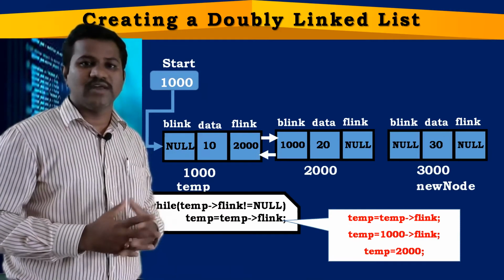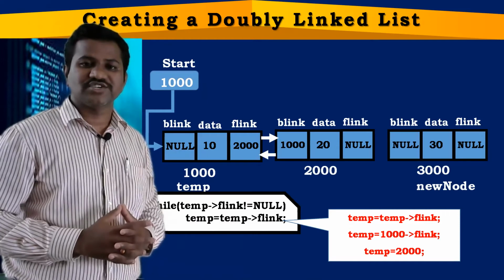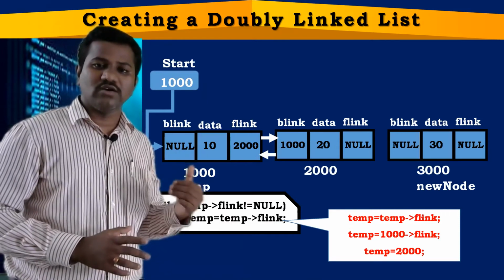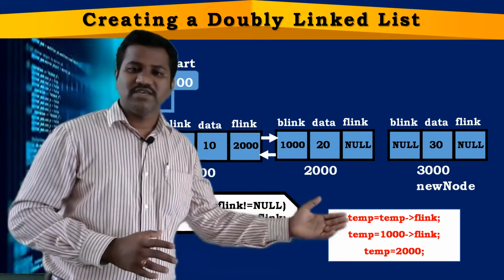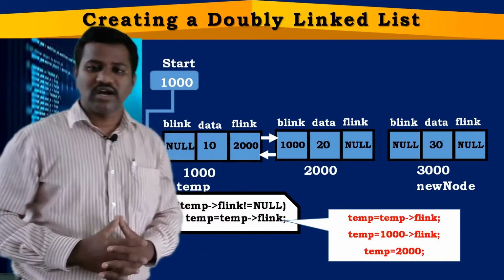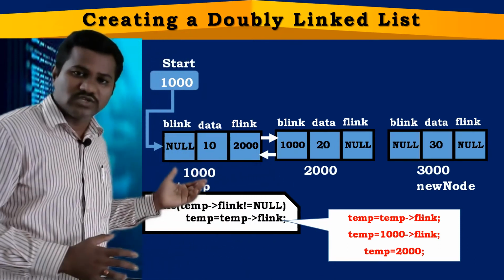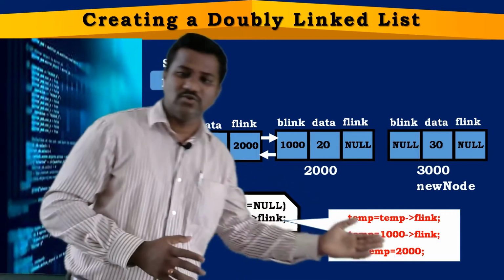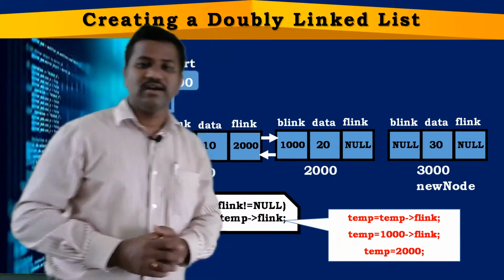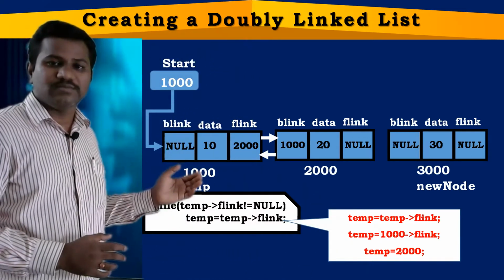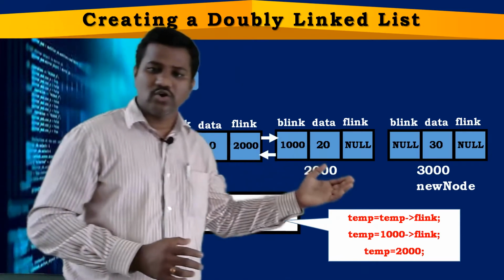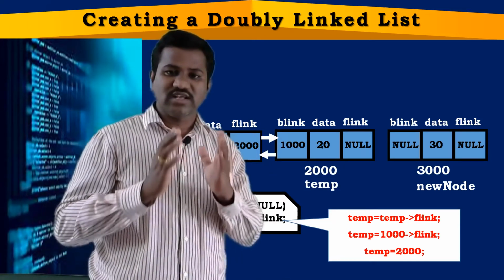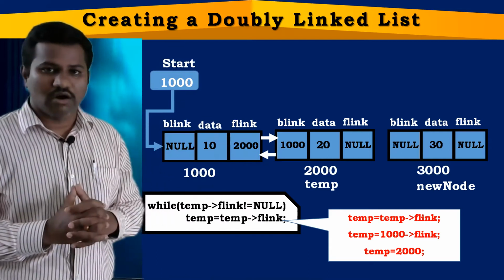It is the most popular instruction, and with the help of this instruction we'll be moving temp from the current node to what? The next node. You can see temp is assigned with temp arrow forward link. Temp means what? Currently 1000. Arrow forward link that uses 2000 is stored in temp. So your temp moves from the 1000 node to the 2000 node.